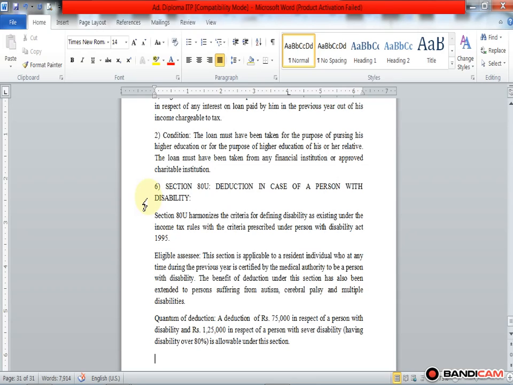Next one is section 80U, and this is our last section of this topic. Section 80U, in case of a person with disability. This section is related to the deductions in respect of a disabled person or blind person or handicapped person.